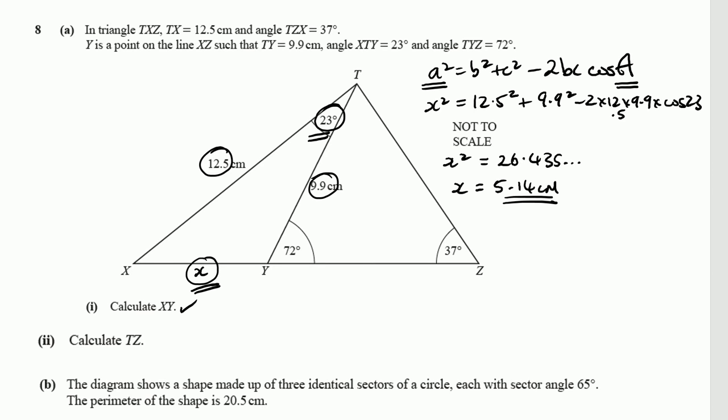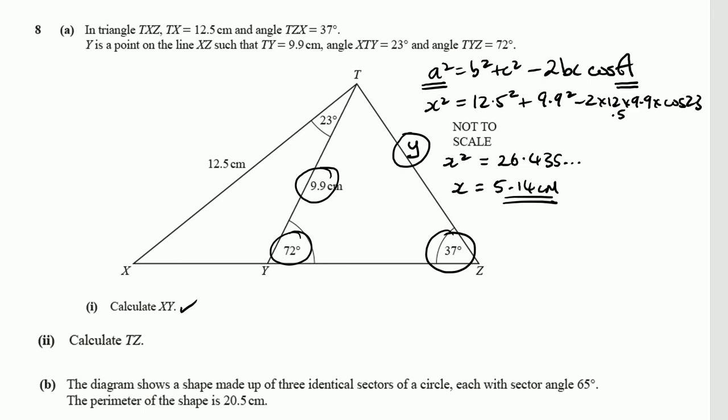I'm now asked to calculate t to z, so I'm going to call this thing over here y. Looking in this second triangle at the measurements that I've got to work with, I'm looking for a formula that involves 2 sides and 2 angles. And our only candidate is the sine rule. y over sine 72 degrees is going to equal 9.9 over sine 37 degrees. Once again, just like with the cosine rule, I'm following this idea about opposites to remind me how I'm supposed to substitute into these formulas.